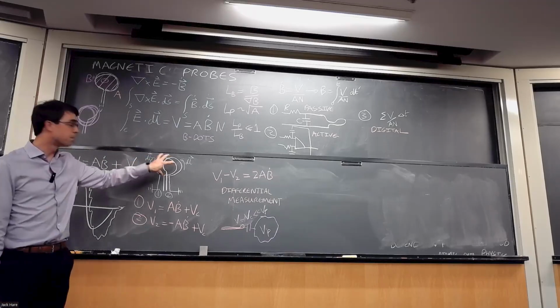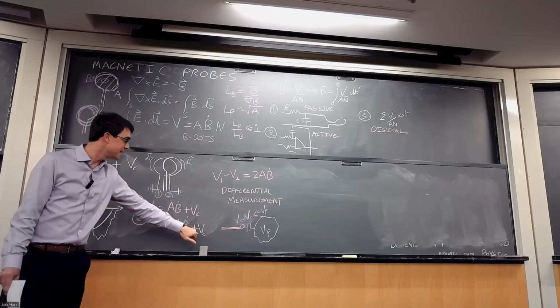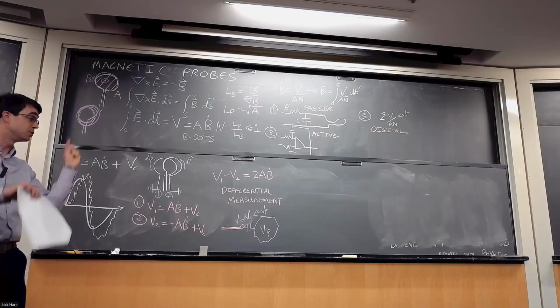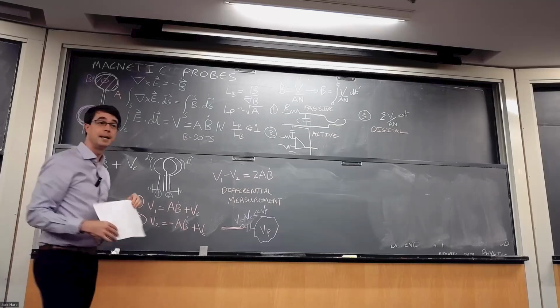That's the other reason why you want the probes as close together as possible, because if you put them further apart, this V_C may be different on the two probes, and then they won't cancel perfectly. So ideally, you'd have two loops perfectly counterwound lying directly on top of each other.